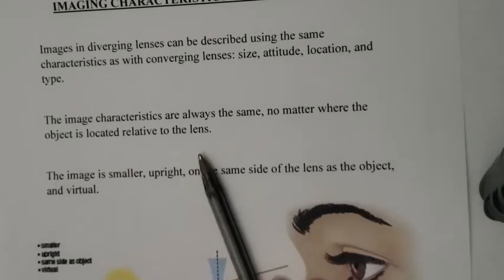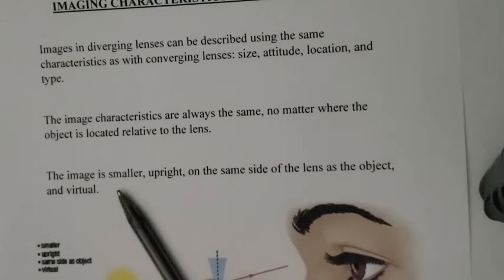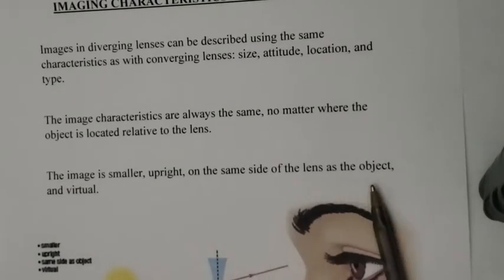So in the converging lens, depending on where I put the object, I get very different results. As we saw with the last example, there was one on the right side, so it was real, and then one on the left side, so it was virtual. But here, they'll always be smaller, upright, on the same side of the lens as the object, and virtual, because it's the dotted lines that are meeting. So we always end up with the exact same thing.